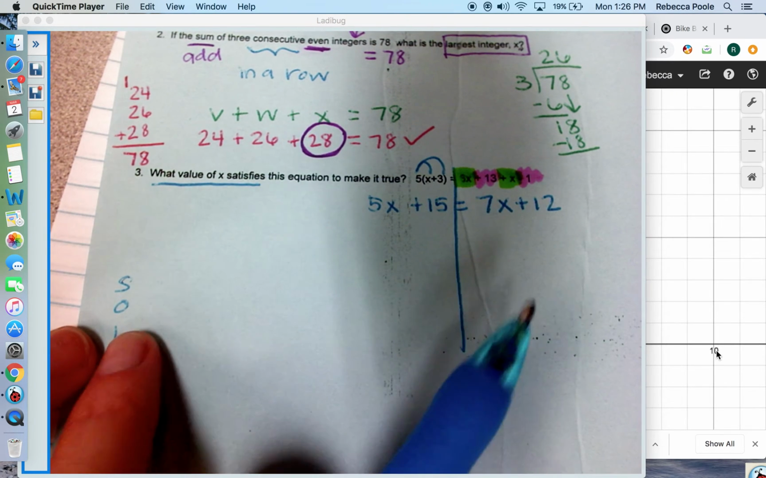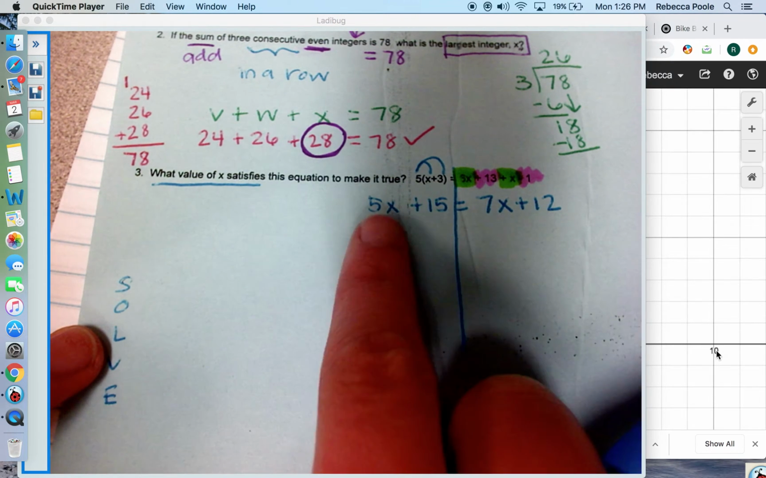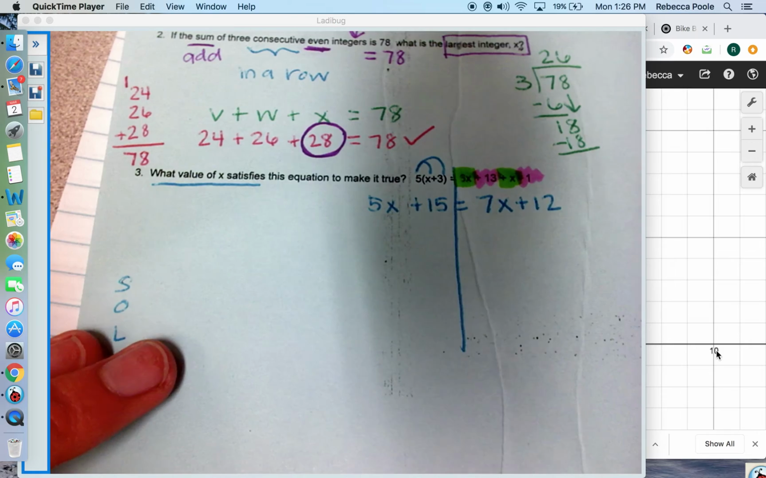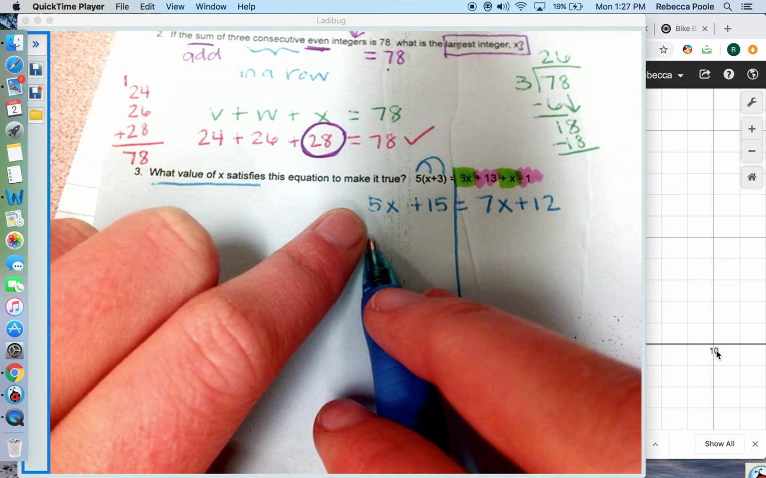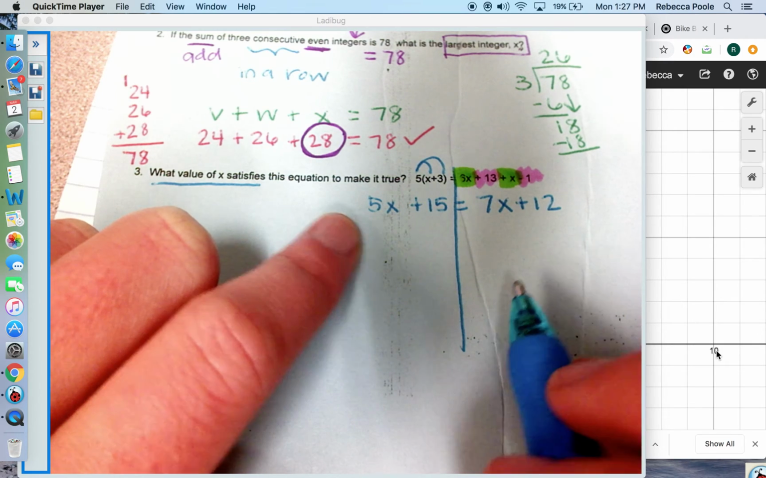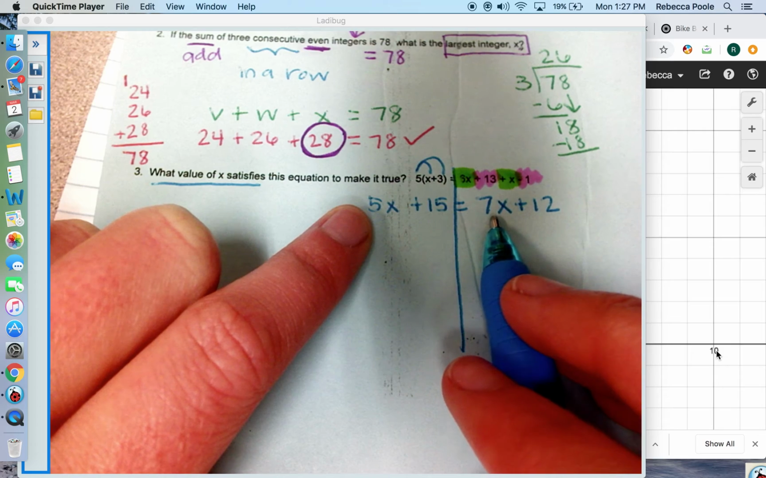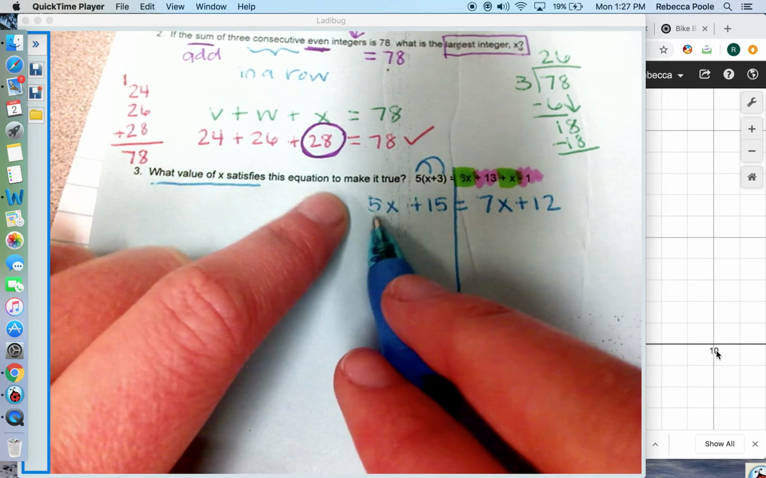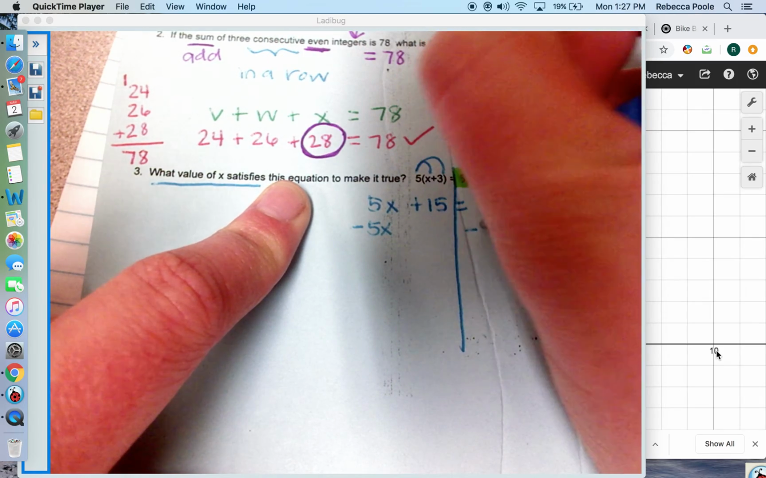So now I'm to L, where I'm trying to locate my variables and get them on the same side, okay? So I have 5x's here and 7x's here. Until I get those on the same side, I can't find x. So is it easier to move 5x's or 7x's? 5, and how do we move a positive 5x? You need to subtract it.